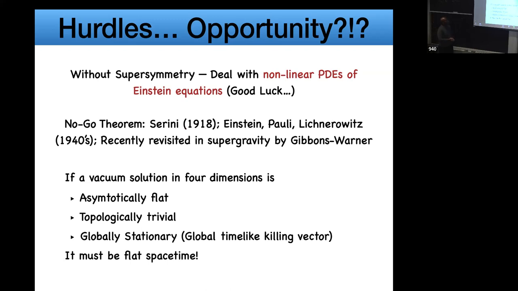Another issue, which is quite important for what's to come, is that if you want solitons in gravity, there are various no-go theorems that go back all the way to 1918 that tell you that in 4 dimensions, if I want something that is asymptotically flat, topologically trivial, and globally stationary, which just means that you have a time-like Killing vector and you don't have any horizons, then it must be flat. So there's a no-go theorem that tells you you actually cannot have solitons that are lumps of matter and energy sitting there in just pure theory of gravity.